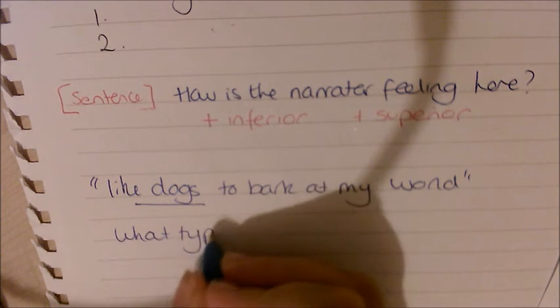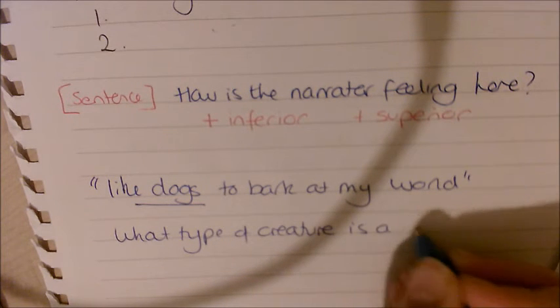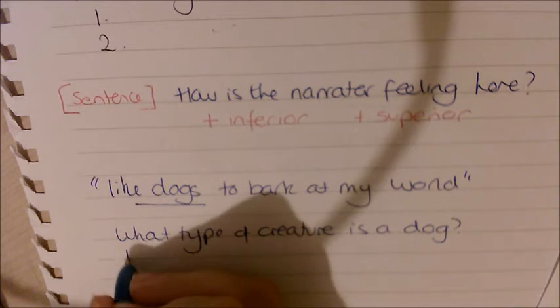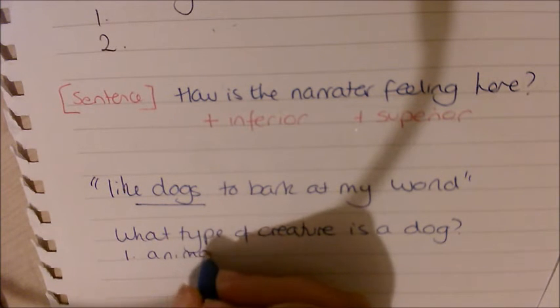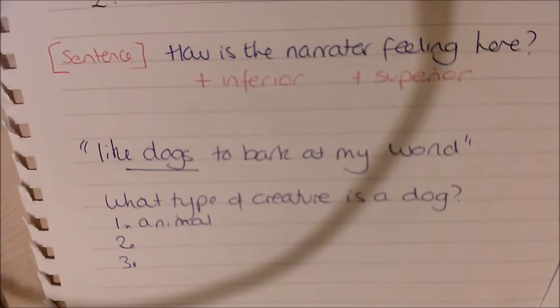What type of creature is a dog? So first of all, it's an animal. What kind of animal is it though? What would you associate with a dog? I've got a dog. Quite loyal. What else would you associate with a dog? Okay. And we've got this idea that the dog is barking, the dog is making a lot of noise.